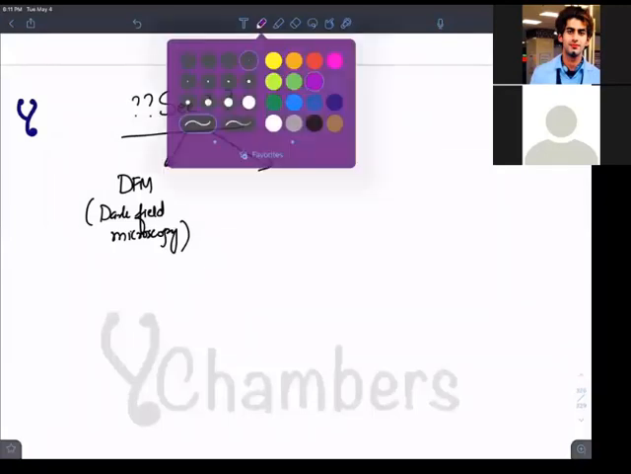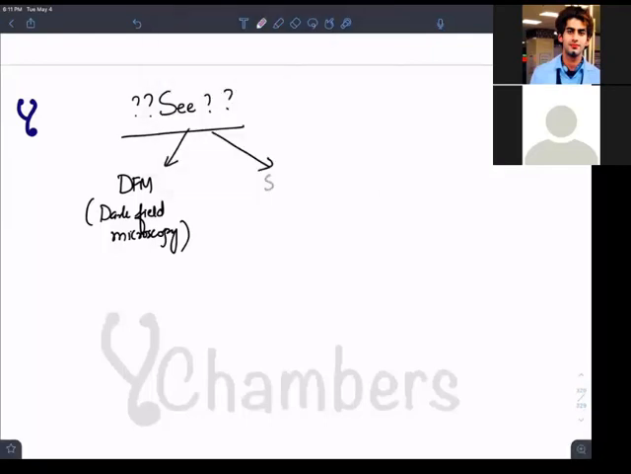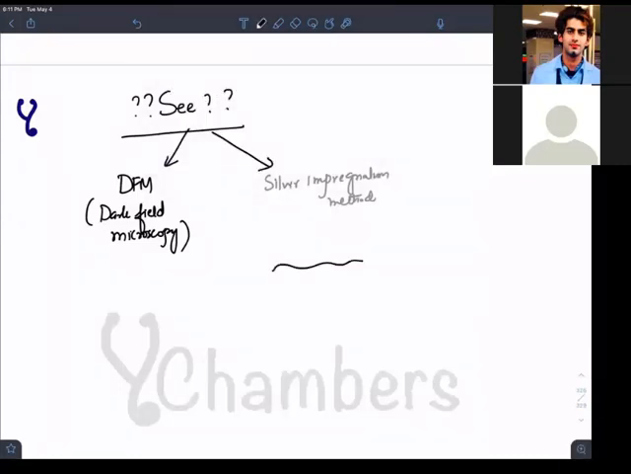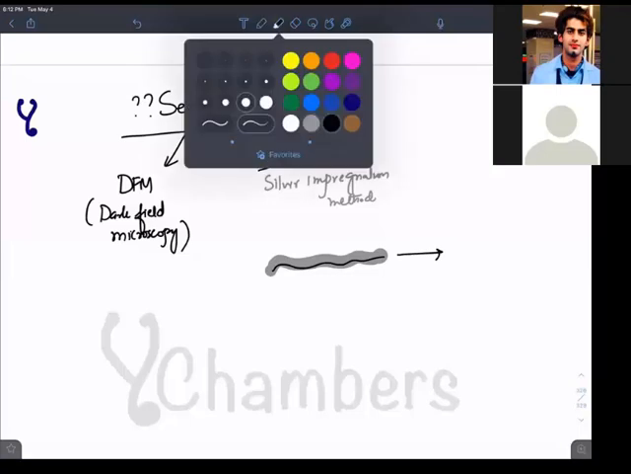Please underline that method. The method is known as the silver impregnation method. What is the silver impregnation method? What we do is, we coat this bacteria, this spirochete, with silver nitrate. We coat this with silver nitrate, okay? Once we coat the silver nitrate, this silver nitrate will be reduced by this bacteria to silver nitrite.